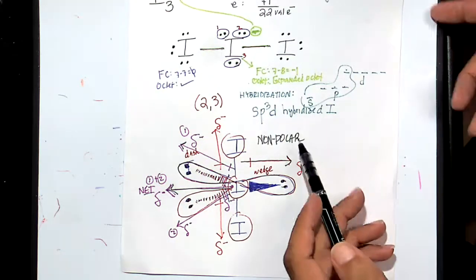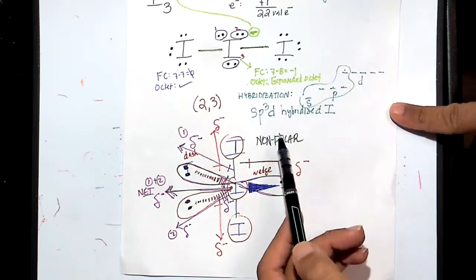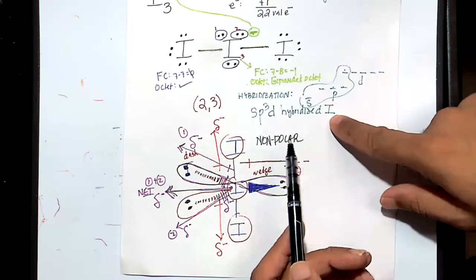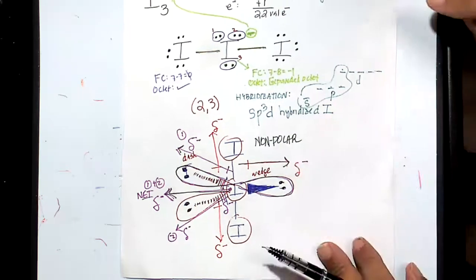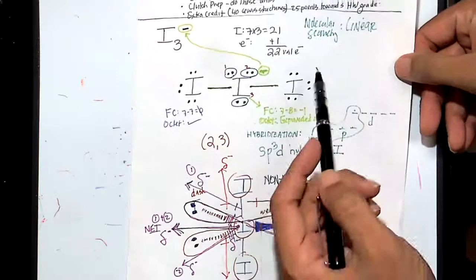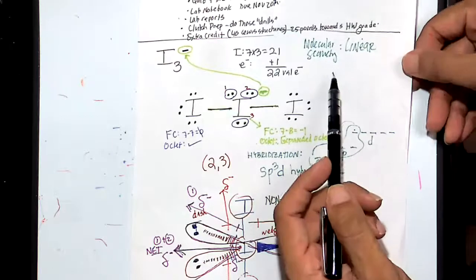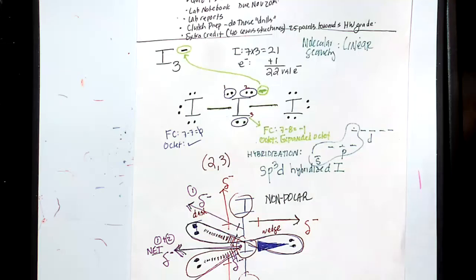So I3 minus, sp3d hybridized iodine, nonpolar. 2 bonds, 3 lone pairs. The molecular geometry is linear.